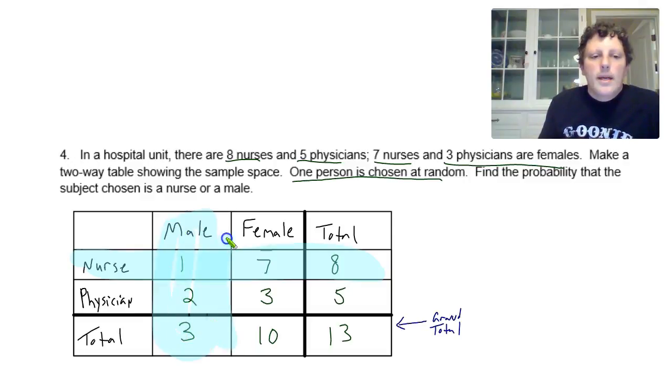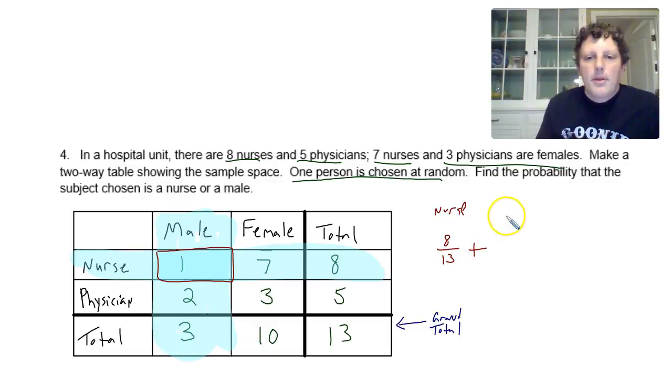Now, I can do this 2 ways. I can use that formula that we learned where we subtract out the overlap. What's going to happen is when I use the nurses and then I find the probability with the males, I'm going to count the male nurse 1 time too many. I'm going to count them twice. So I'm going to subtract out the overlap. So first, probability of nurse is 8 out of 13.